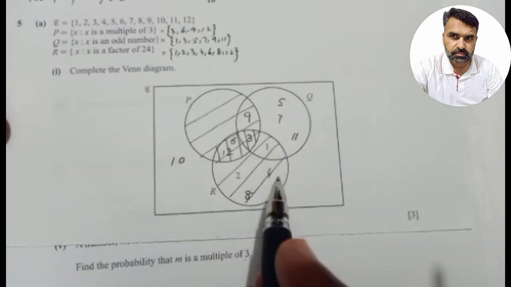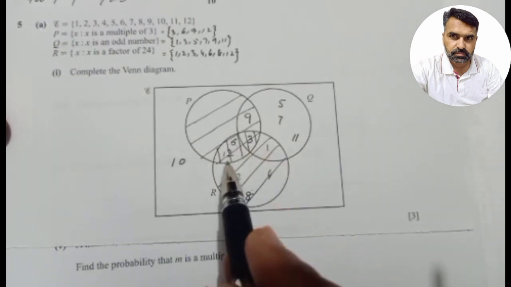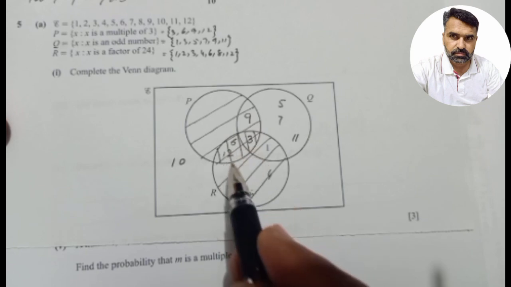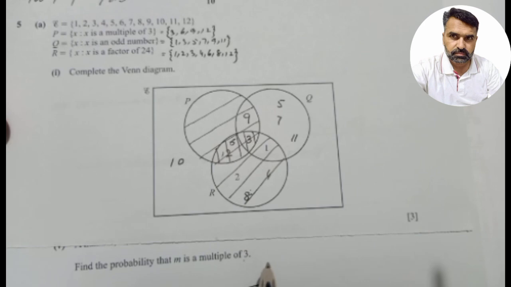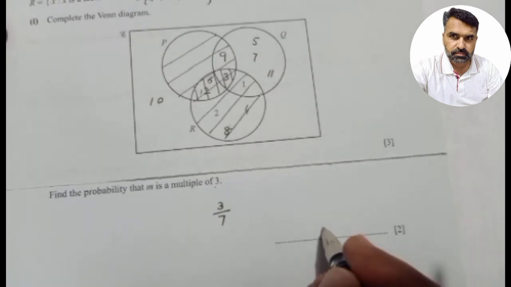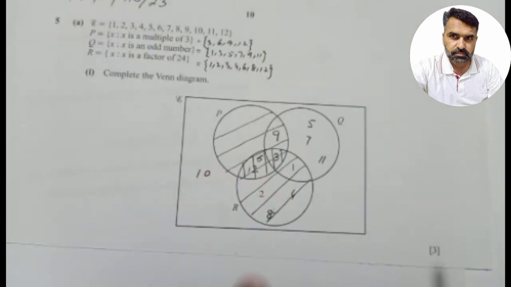Now students, look at the entries that are the multiples of 3: 3, 6 and 9. These 3 entries are the multiples of 3 and total entries are 7. So the probability of the multiples of 3 is 3 out of 7. So here it is written 3 by 7. And students, this is part A of question number 5.